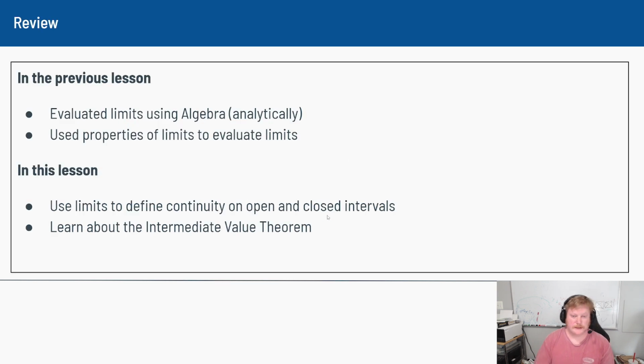So in the previous lesson, you looked at evaluating limits algebraically, or analytically is the word that we talked about, and we used some of the properties of limits to evaluate limits. And there were a lot of properties of limits. In this lesson, we're going to be looking at how we use limits to define what continuity is on both open and closed intervals. And we're going to learn about our very first hard theorem, and that's the intermediate value theorem.